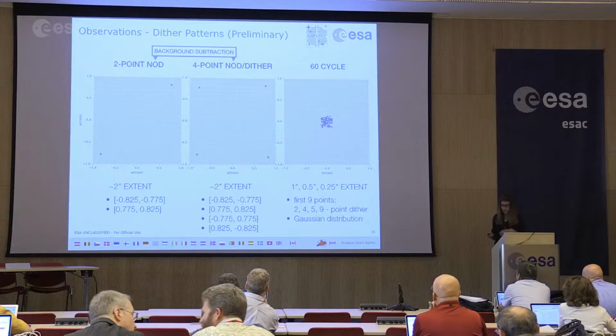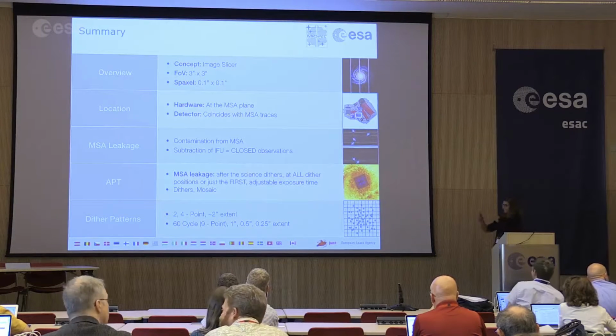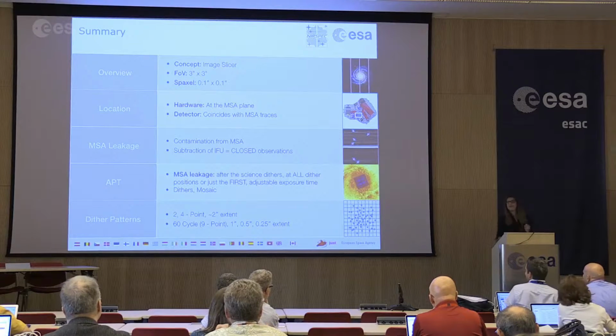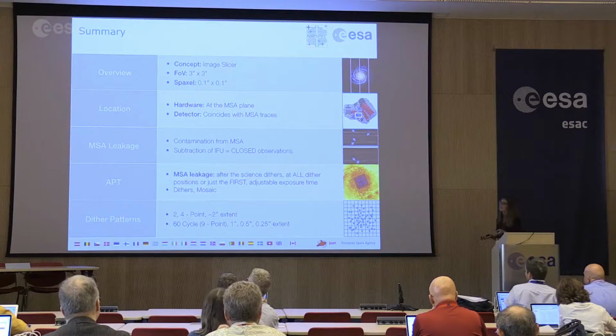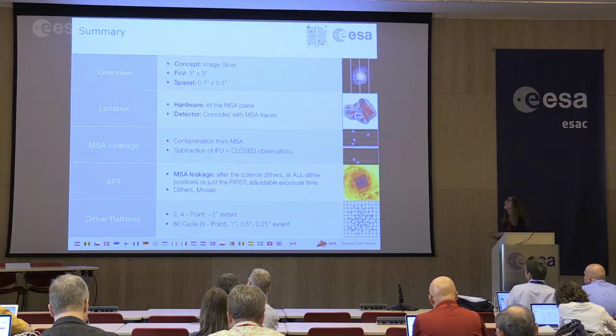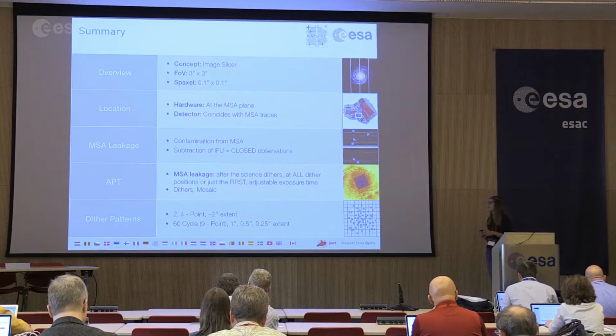Good. I think I was pretty fast here, but I'm going to summarize it in one slide so that you have an overview of the NIRSpec IFU. Again, it is an image slicer. It has a field of view of 3.3 times 3 arcseconds and a spaxel size of 0.1 times 0.1. Physically, it is located at the MSA, and on the detector it coincides with the MSA traces, which causes some issues, for example, the MSA leakage.